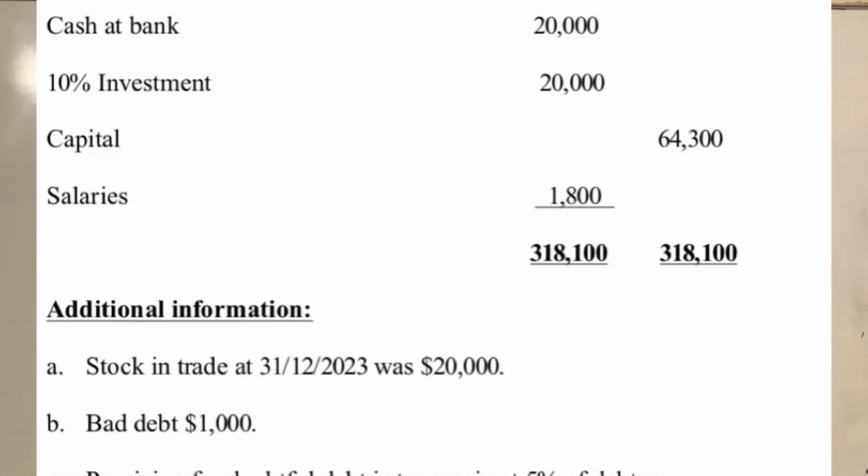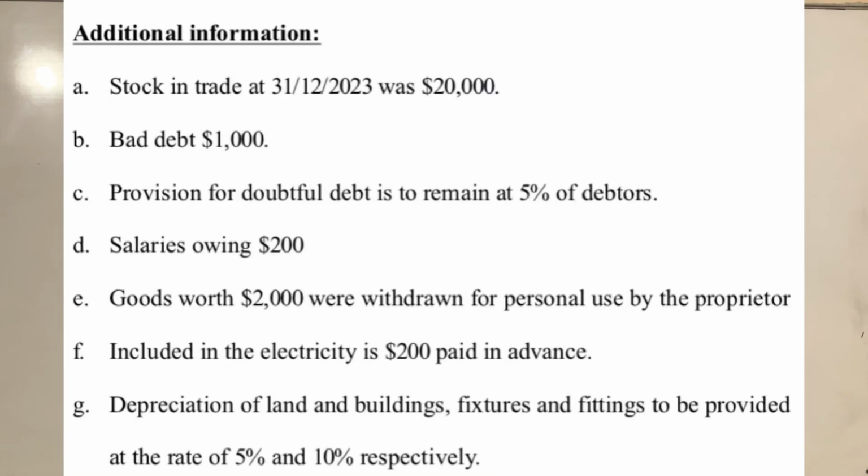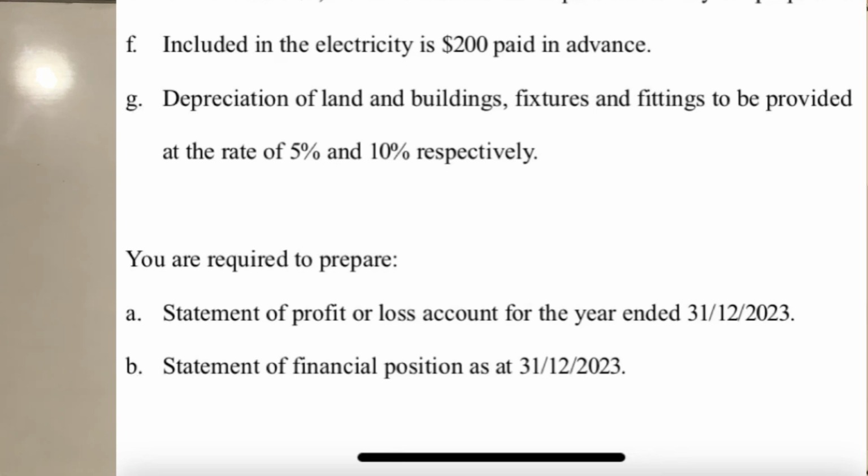And in the additional information, we have A. Stock in trade at 31st December 2023 was $20,000. B. Bad debt, $1,000. C. Provision for doubtful debt is to remain at 5% of debtors. D. Salaries owing, $200. E. Goods worth $2,000 were withdrawn for personal use by the proprietor. F. Included in the electricity is $200 paid in advance. G. Depreciation of land and building, fixtures and fittings to be provided at the rate of 5% and 10% respectively. So these are our question and our requirements.